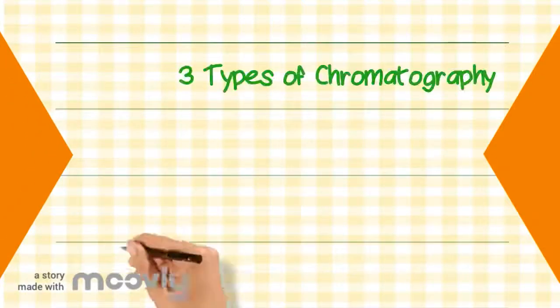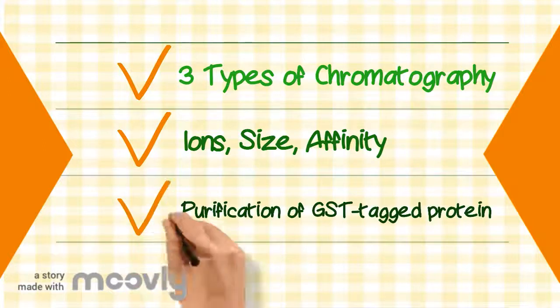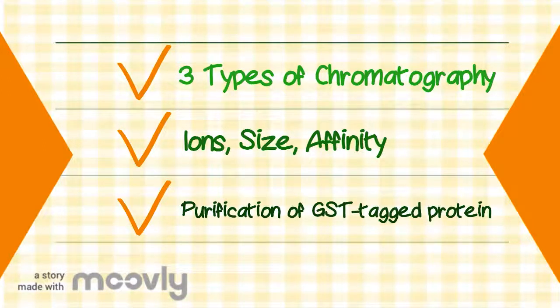In this video, we talked about 3 types of chromatography: ion exchange, size exclusion, and affinity chromatography. An example that we discussed for affinity chromatography is the purification of GST-tagged protein.